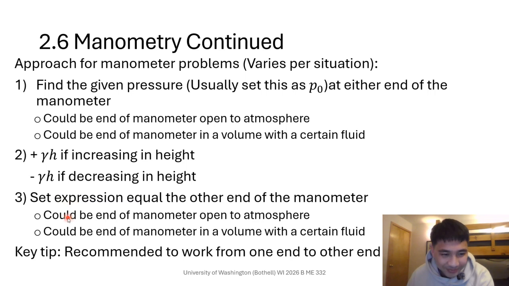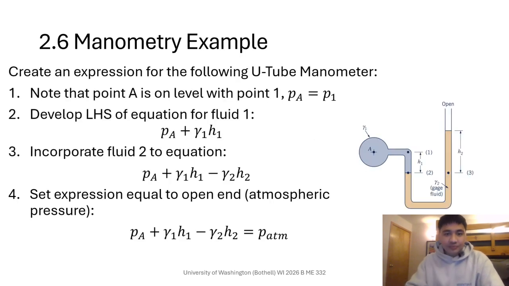So, all right. After you add and subtract as many fluids as you need, you set the expression equal to the other end of the manometer. That could be whichever end you're left with, the same as these 2 bullet points. Key tip, I recommend you work from one end to the other end of the manometer. I wouldn't go from one end to the other and then work in the middle for some reason. Work systematically to reduce your errors.